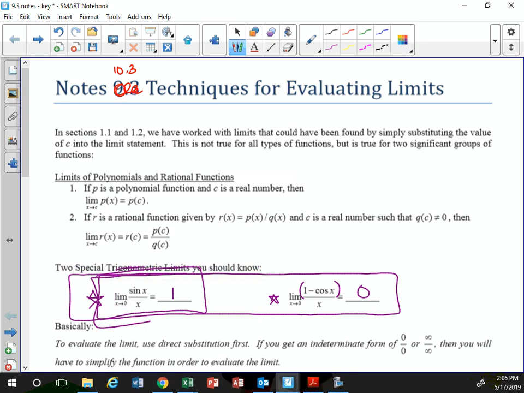Do you guys understand why we can't plug in the value and figure it out? What happens if I put a 0 in right here? Yeah, problem, right? Okay, so that's what 10-3 is all about. If you end up with 0 over 0, or in any way 0 in the denominator, you should think, oh no, I can't do that, okay? Gotta do something else. That's what 10-3 is about.